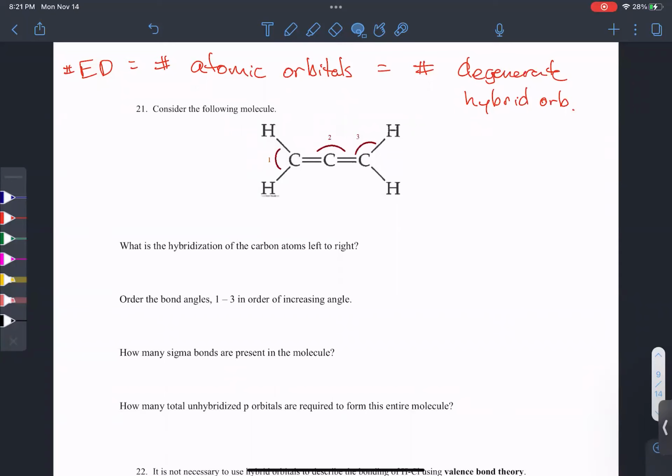How many sigma bonds are present in this molecule? So understand valence bond theory. Electrons are not just dots combining to form a covalent bond. We actually want to think about what orbitals are overlapping.